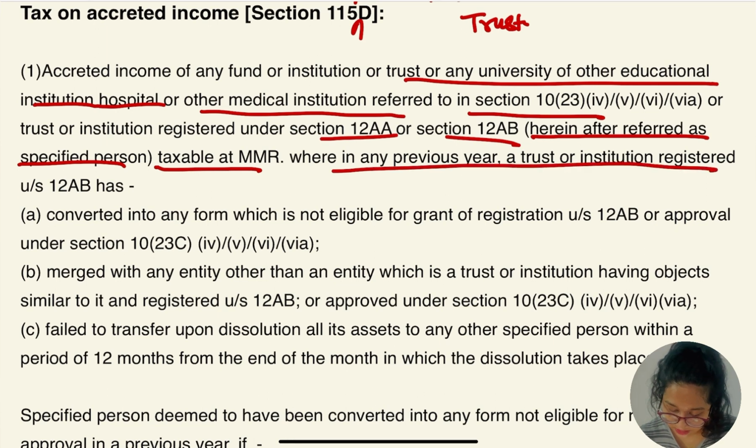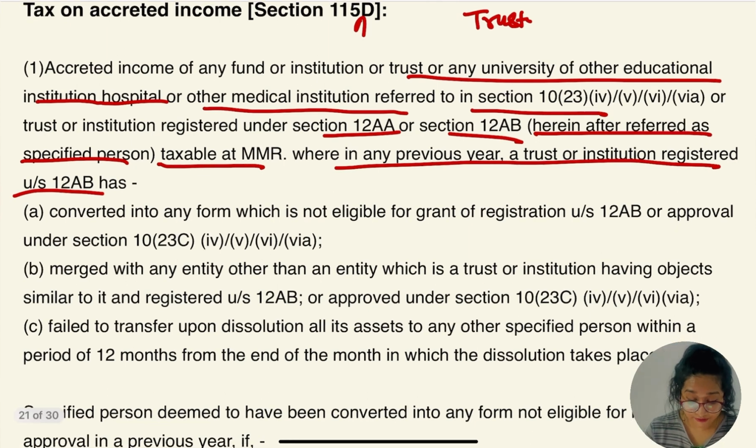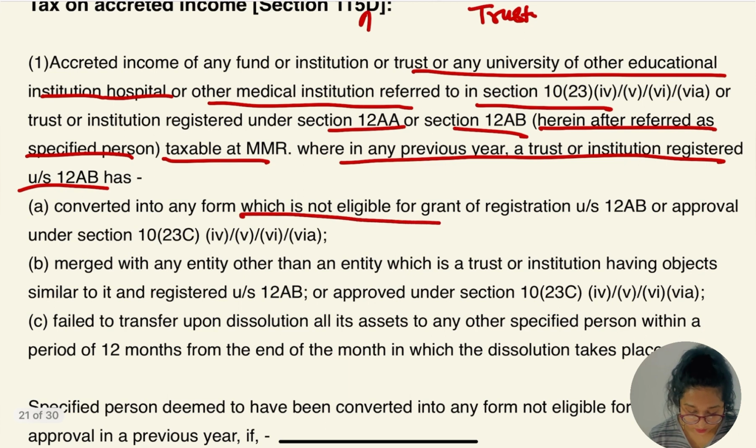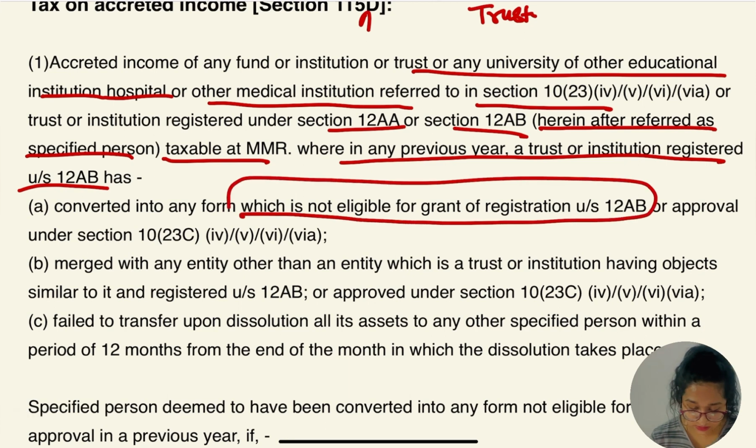Where in any previous year a trust or institution registered under 12AA... Okay, now let's find out when it's going to be taxable at the rate of MMR, when it's going to be known as accreted income. When these trusts, the fund, the institution, the trust which is actually registered under 12AA, 12AB and 10(23C) clause 4, 5, 6, 6A, medical institutions, all the educational ones, if they have converted into a form which is not eligible for grant of registration.